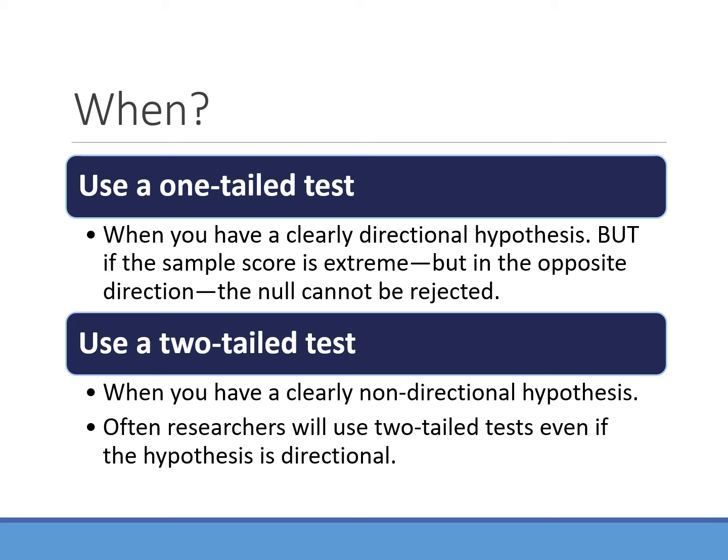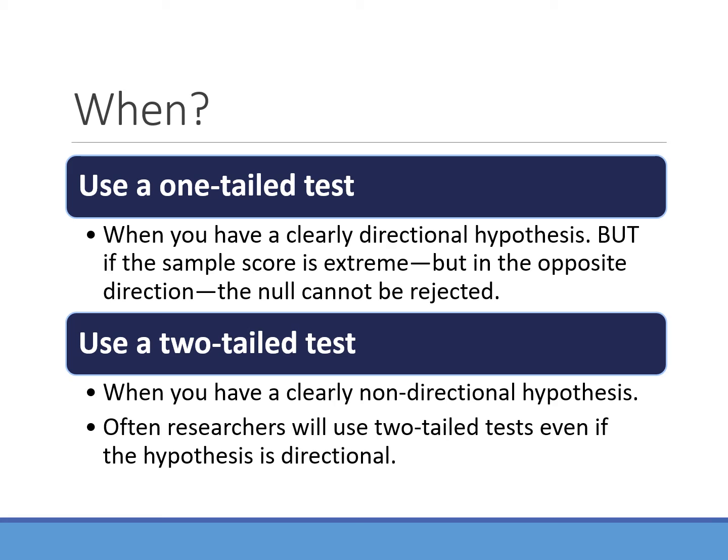You use a one-tailed test when you have a clearly directional hypothesis, but if the sample score is extreme but in the opposite direction, the null hypothesis cannot be rejected, okay? So if you were using a one-tailed test with a clearly directional hypothesis, and it just so happens that your score goes the opposite direction, you fail to reject the null hypothesis. So when do you use a two-tailed test? When you have a clearly non-directional hypothesis.